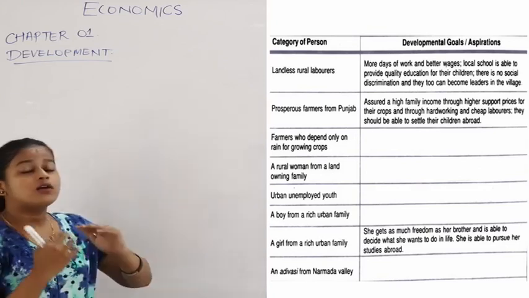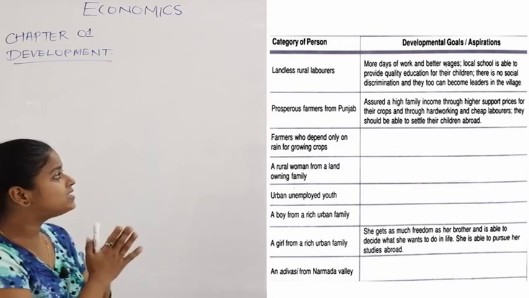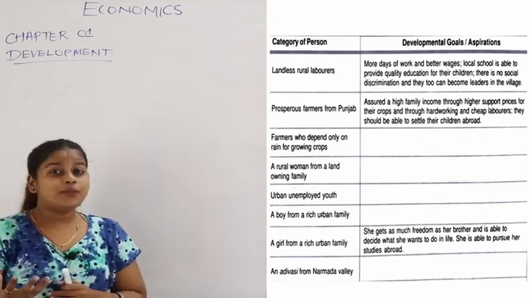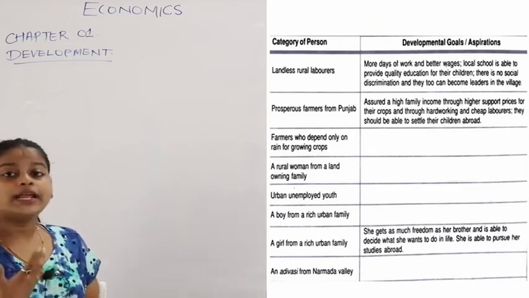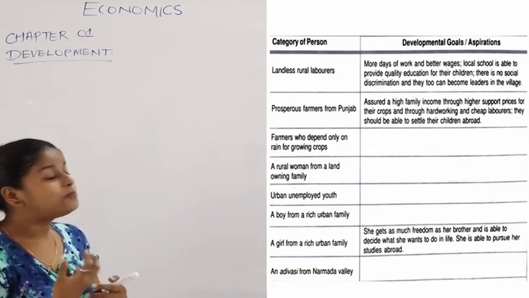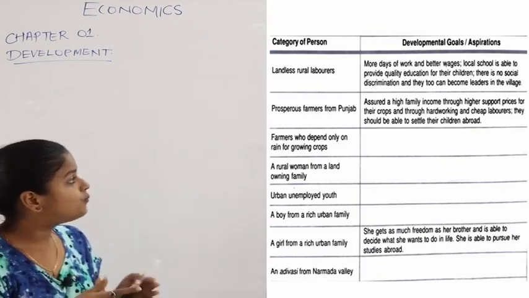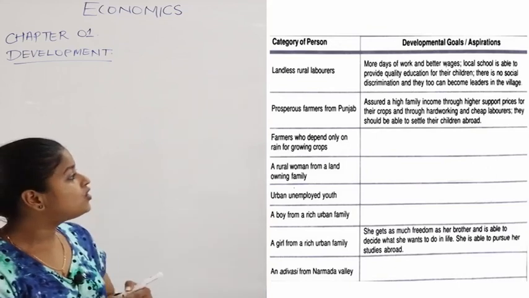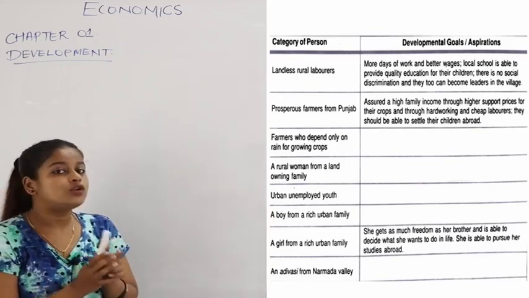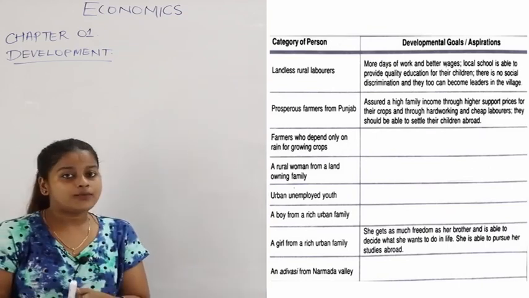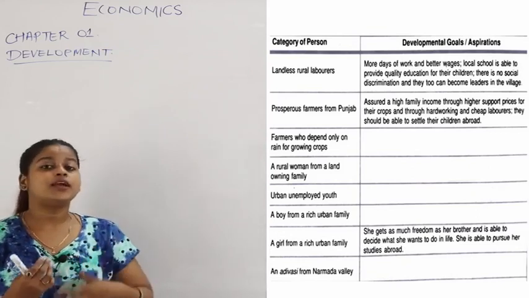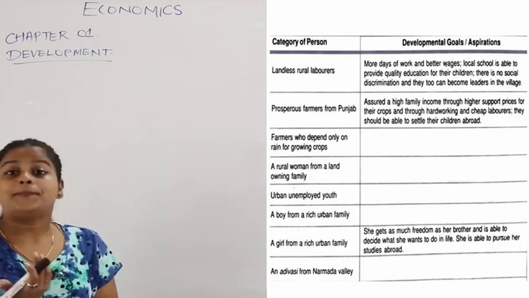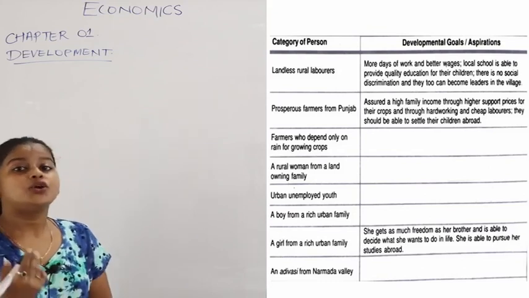For example, the person here is the landless rural laborer. What can be his goal, his aspiration, what would development mean for him? What he desires is more days of work and better wages, a local school that provides quality education for their children, no social discrimination, and the chance to become leaders in the village. So if they are putting in more days of work, they should be provided with more wages, their children should be able to go to school, there shouldn't be social discrimination, and they should have an opportunity to become leaders of the village.